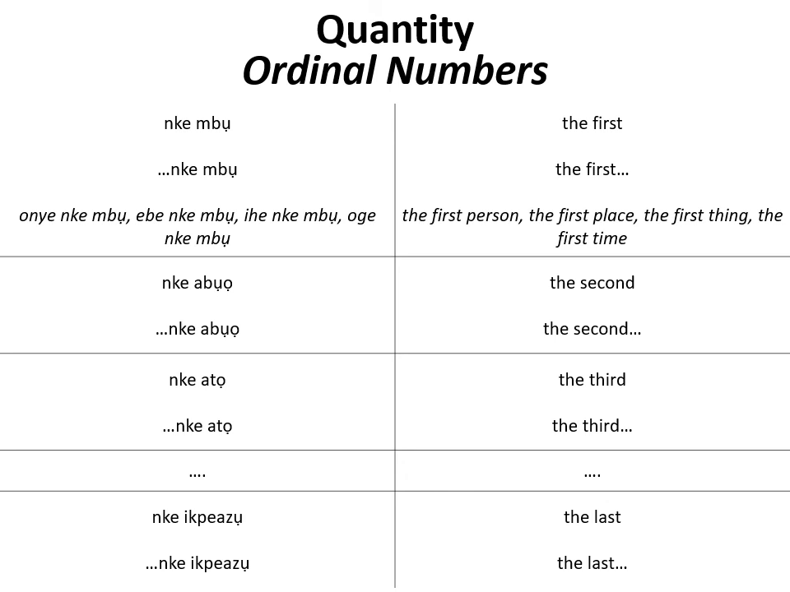And of course, you can also have a noun come before nke abuo. So onye nke abuo or ihe nke abuo. You can have it come after nke ato. You can have it come after nke ikpeazu. So onye nke ikpeazu or ihe nke ikpeazu. And that is all the adjectives and descriptive phrases that I have for you.